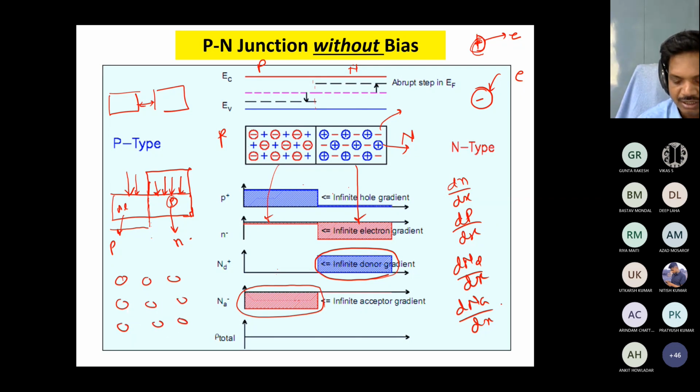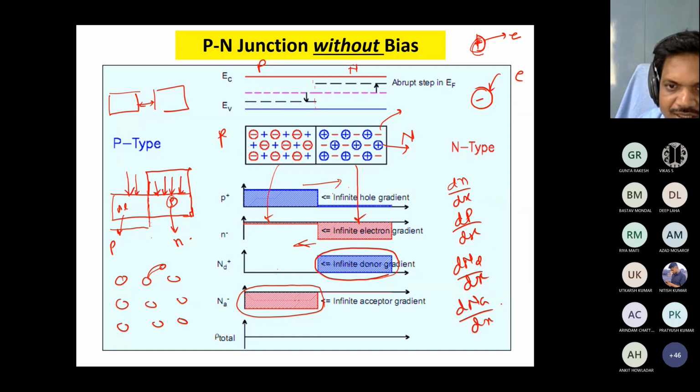Are you getting my points? You cannot dislocate the atom from here. It can only provide electrons, or it can accept an electron to form positively or negatively charged ionized atoms, but it cannot move. Only the free carriers move: holes from P side to N side and electrons from N side to P side, due to the presence of this gradient.